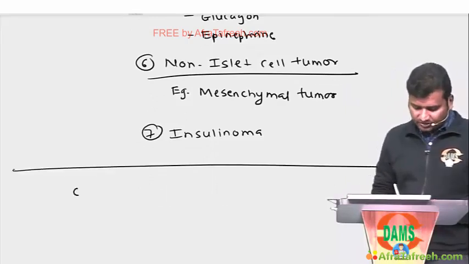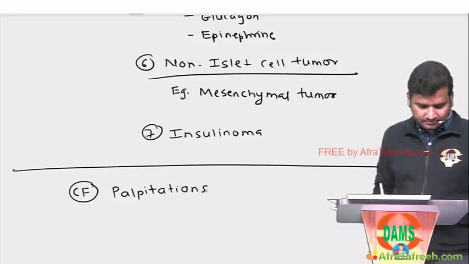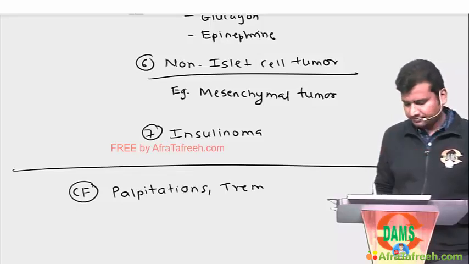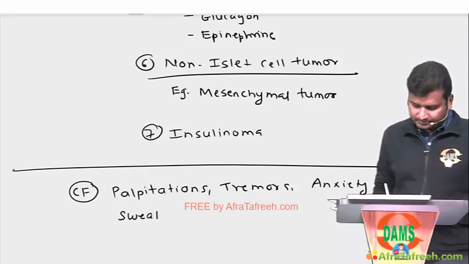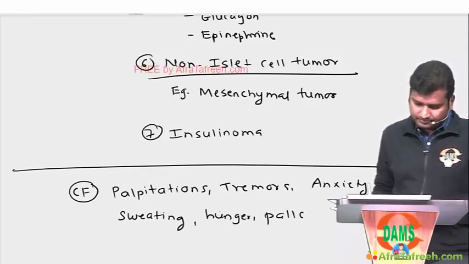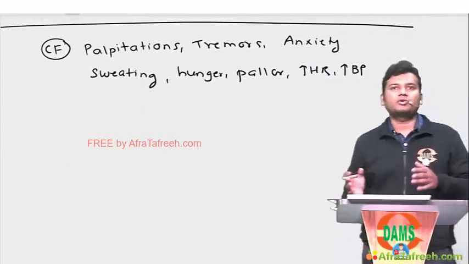Clinical features of hypoglycemia. Patient will develop palpitations, tremors, anxiety, sweating, hunger, pallor, increased heart rate, and increased BP. These are the clinical features of hypoglycemia.